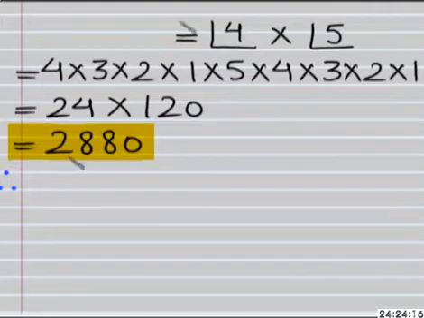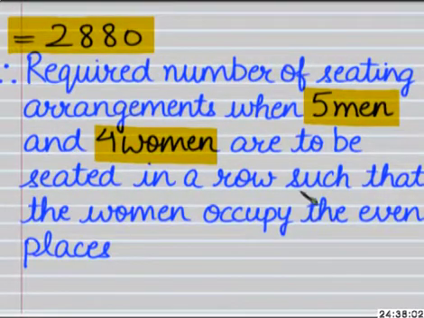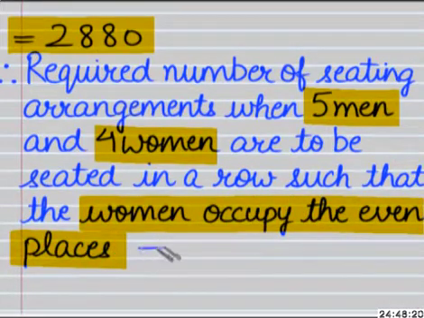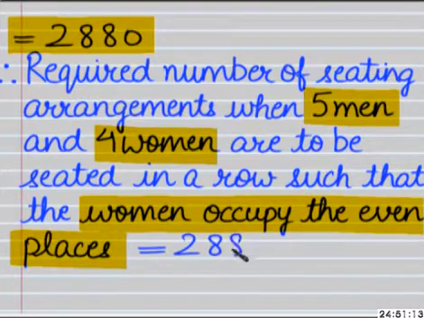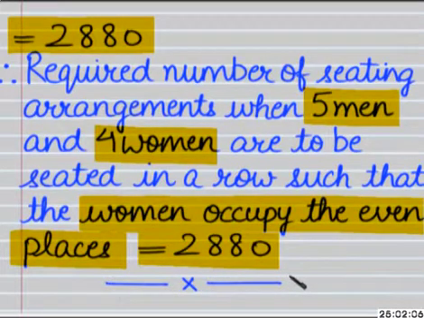Therefore, required number of seating arrangements when 5 men and 4 women are to be seated in a row such that the women occupy the even places is equal to 2880. Hence, this is the required solution.